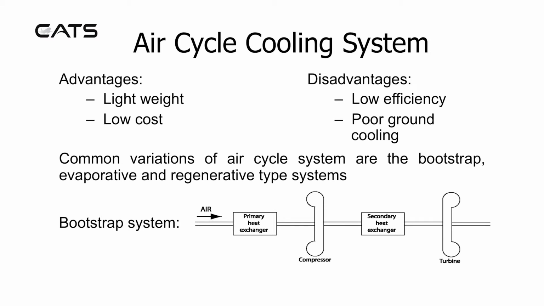In the bootstrap system, air is passed through a primary heat exchanger, which cools it, then through a compressor, which increases its pressure, and then through a secondary heat exchanger, which further cools it, before passing through a turbine, which produces a massive drop in temperature and pressure.